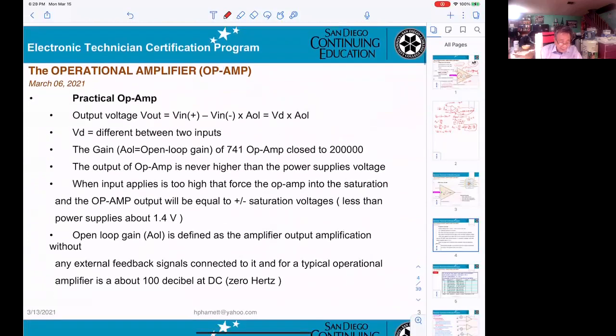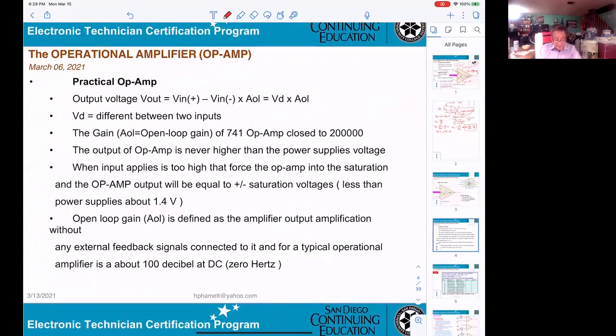Now, practical op amp. This is the op amp we will be working on. Output voltage V out equals V in positive minus V in negative times AOL. That means VD times open loop gain. VD means the difference between the two inputs. The open loop gain AOL for a 741 op amp is close to 200,000.